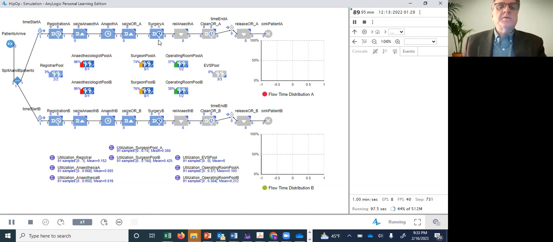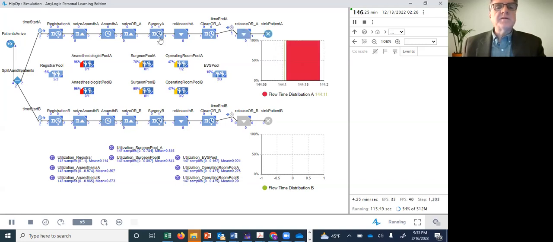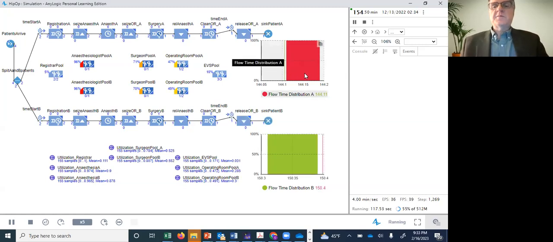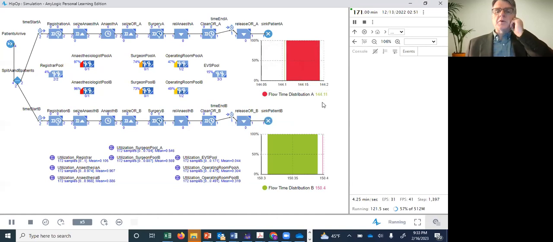So there's still a warm-up going on here. You can see the first person is still in surgery. It's 90 minutes in now. Let's speed it up just a tad. The first person has just completed surgery. The person down here has completed surgery. And the second person is now in surgery down here and here too. You can see the first completion, 144.11 minutes, this one 150.1.